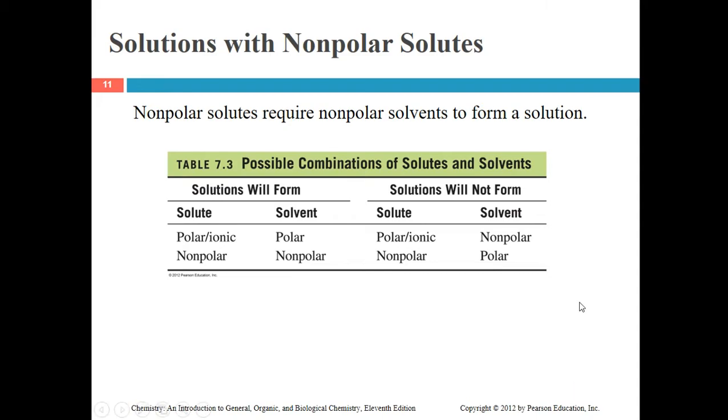So you'll notice here solutions that would form. If something was polar or ionic, it would dissolve, form a solution in a polar solvent, i.e. like water. But let's take that same solute. So let's say the solute was salt. Let's take that same salt and see if it will form a solution, i.e. dissolve, in a solvent that's nonpolar.